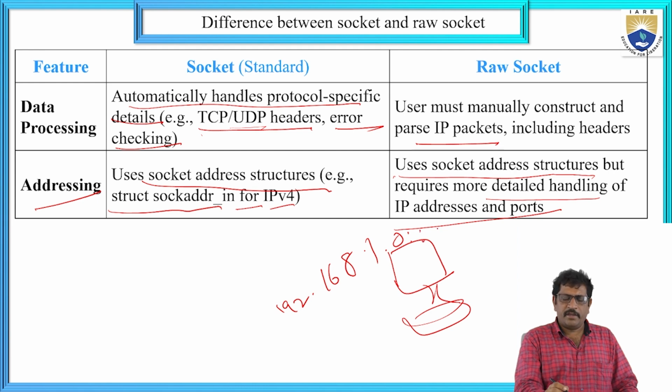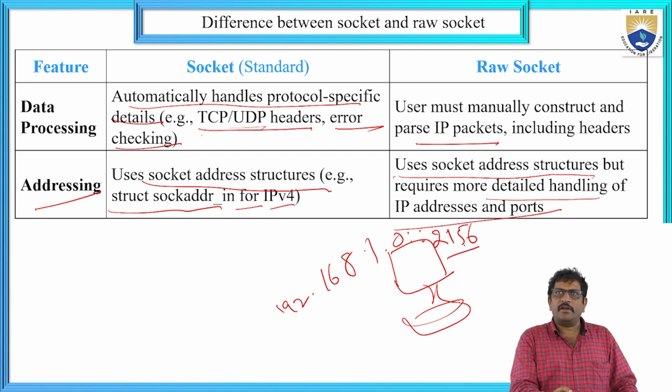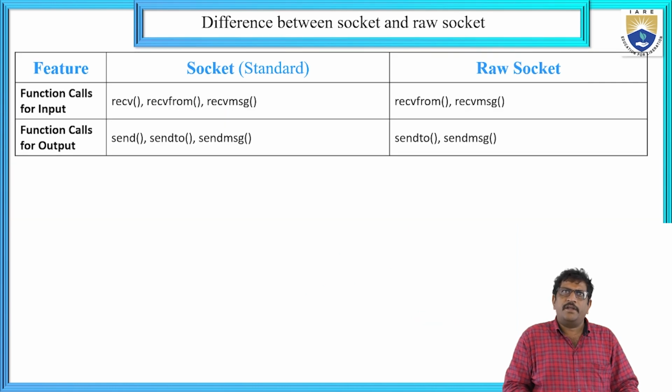Port number here now. 21506 is a port number. Each and every device has an IP address and a port number. So this is the differentiation in terms of the addressing.